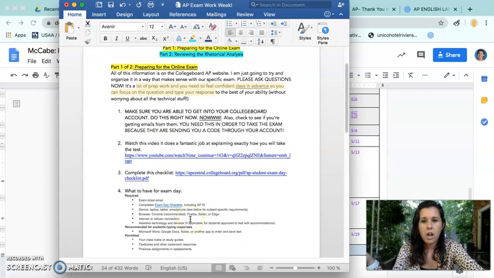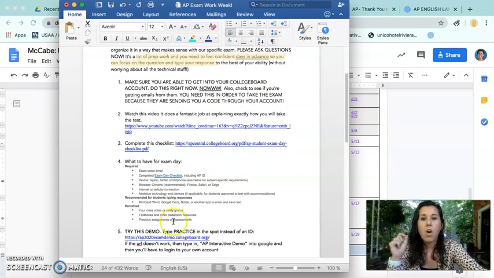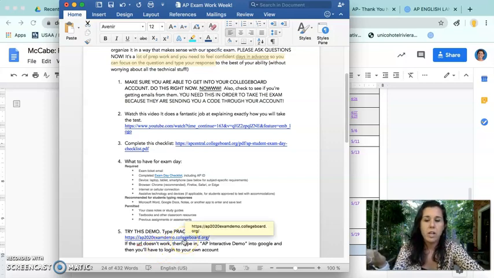I took a screenshot of this on College Board, and it says this is what you need to have for exam day. So it's another checklist for you to look at. They also have this demo thing for you, where it shows you what the screen will look like on the day of your exam, what it's all going to ask you, how long that's going to take for you to type in your name, your code, all of this stuff. So try this demo. And it will tell you to type in the word practice, because you won't have your ID, and then that takes you through it.